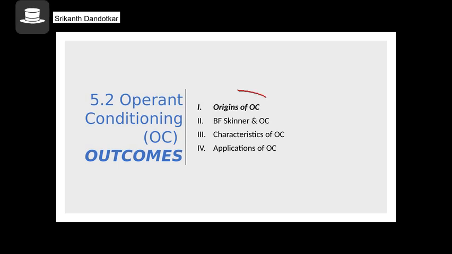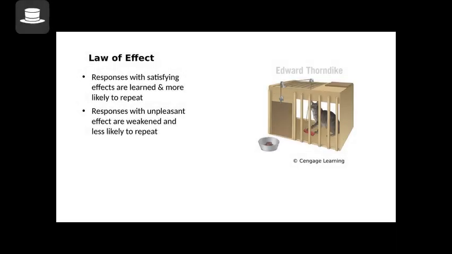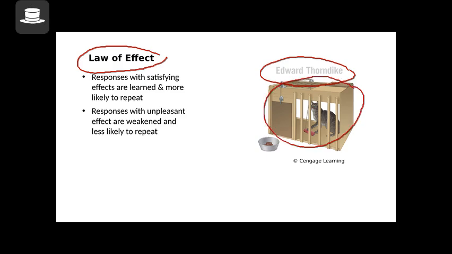Well, let's look at the origins of operant conditioning first. The idea of operant conditioning comes from Thorndike's law of effect. Thorndike was an early learning theorist who is well known for an equipment like this. It's called the puzzle box.